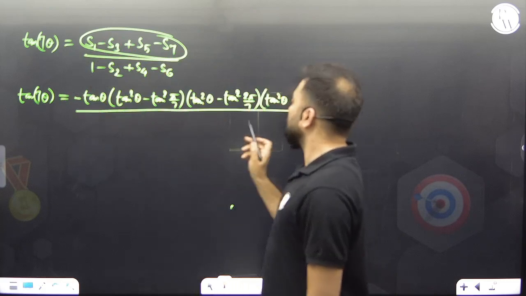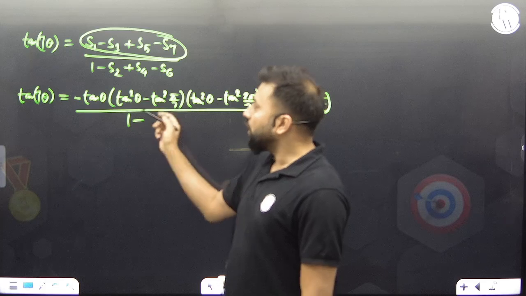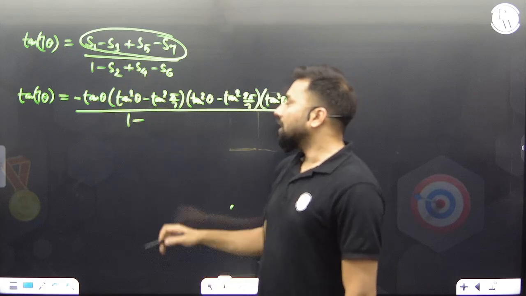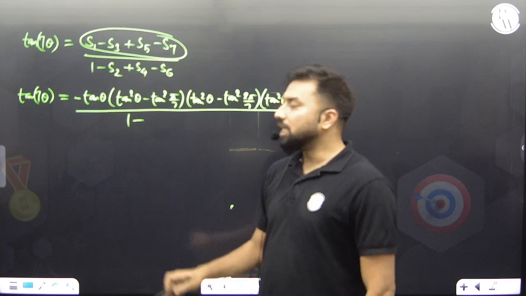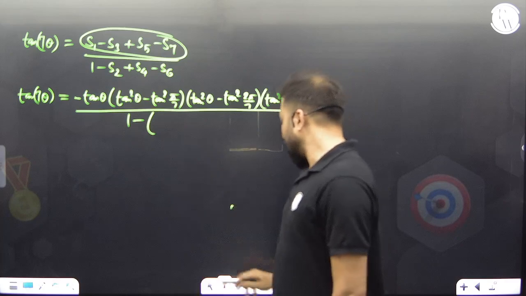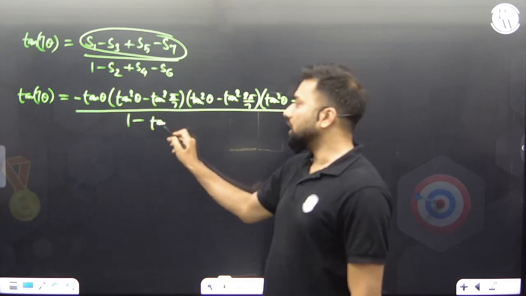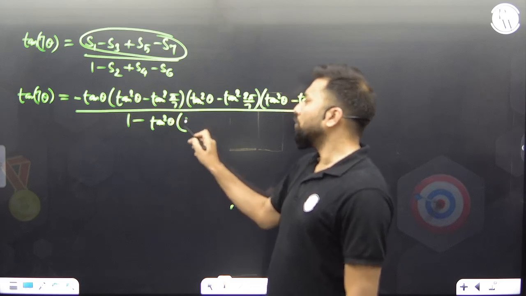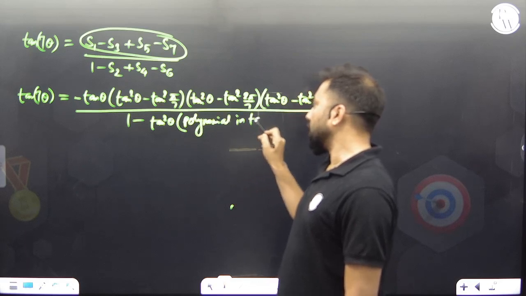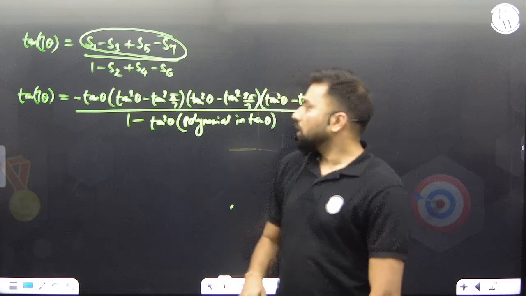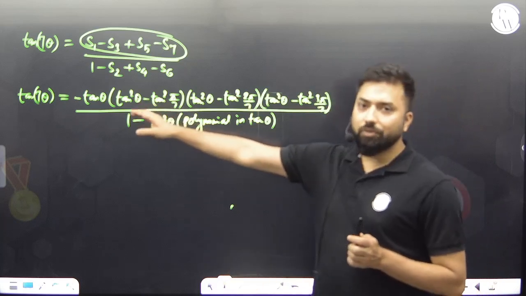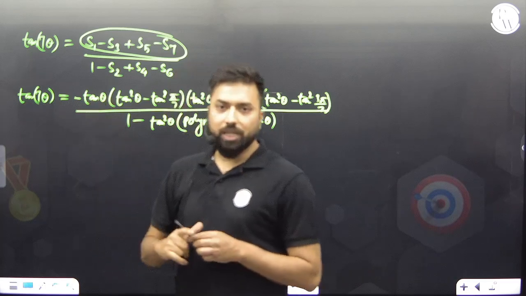Upon 1 minus, now 1 minus this S2, S4 and S6, this will have at least degree 2 of tan theta. So we can take tan square theta common from here. So I can write this as 1 minus tan square theta into a polynomial in tan theta. This is a polynomial in tan theta, right? Now what I am doing is I am just dividing these two. I am just dividing tan 7 theta and tan theta I am taking on the left hand side.